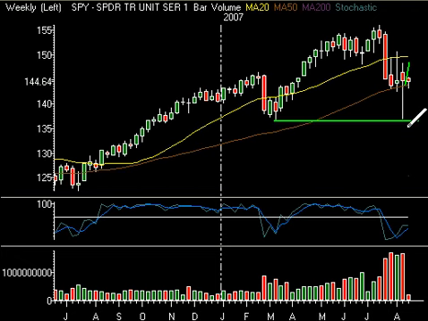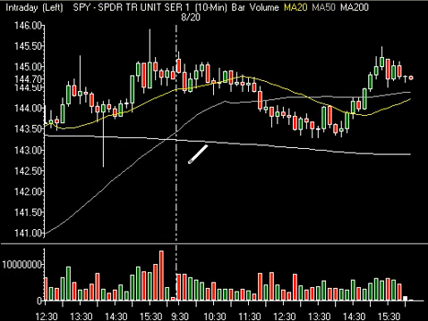And if we break, we're going to see a move down substantially, possibly down in this range down here. We could see a very dramatic decline. Okay, so there's some technical analysis.